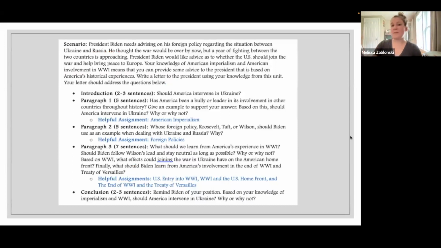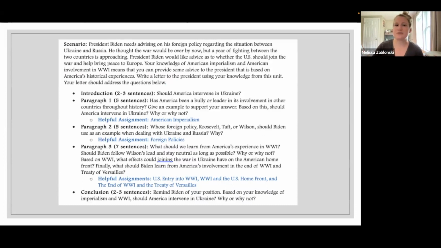The final assessment that I had students do in this unit this year was a letter to President Biden. So after we had learned about imperialism, we learned about the role of the United States in World War I, students addressed this scenario. And I let students use their previous assignments on their tests because I'm really looking to see, not that they can just spit back their information, but that they can apply it.